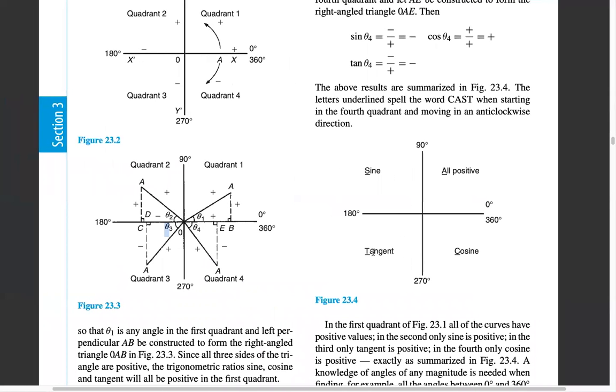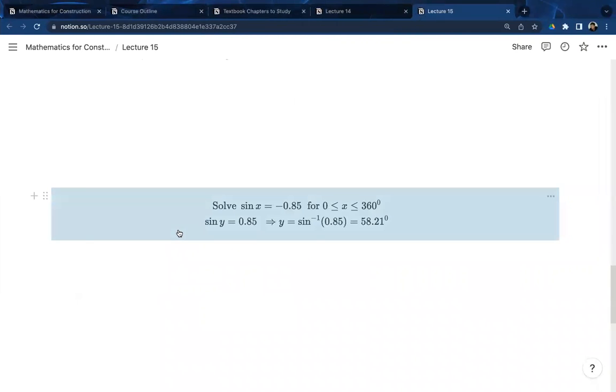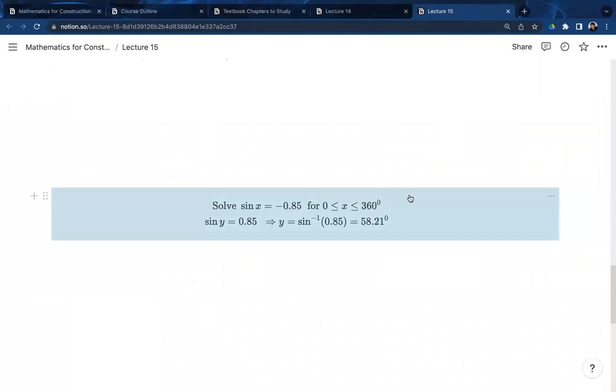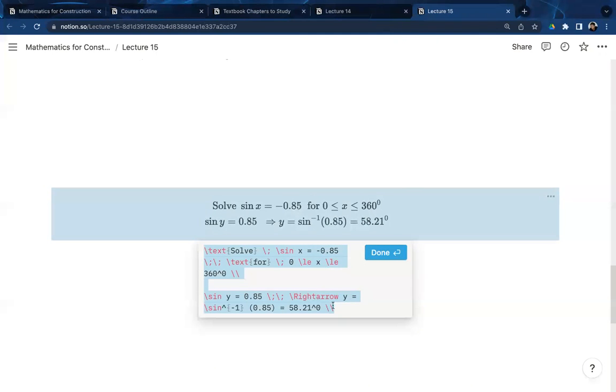For it to be in the third quadrant, that angle is theta 3. That is 58.21 degrees. That is theta 3. That's the angle underneath the horizontal. So then the third quadrant angle for this domain here is 180 degrees plus that. Okay.